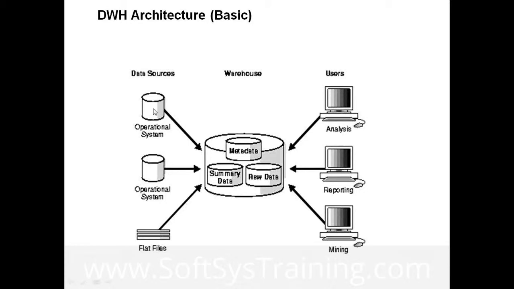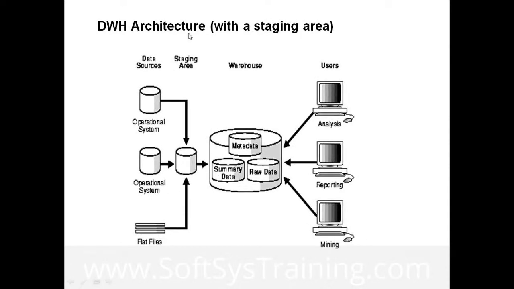So we'll have multiple source systems from where we will extract the data and load it into the data warehouse, from where we will build data marts as well on top of the data warehouse if needed. From the data warehouse or data mart, the users will fetch the data to see the reports. This is the basic data warehousing architecture with a staging area.